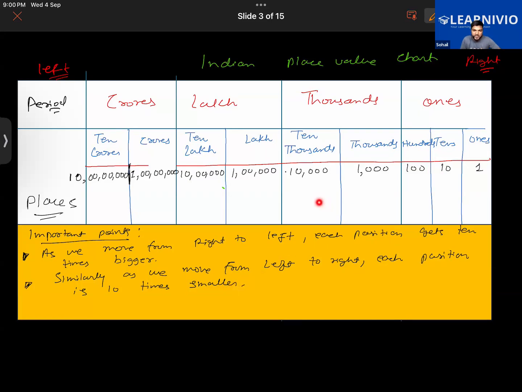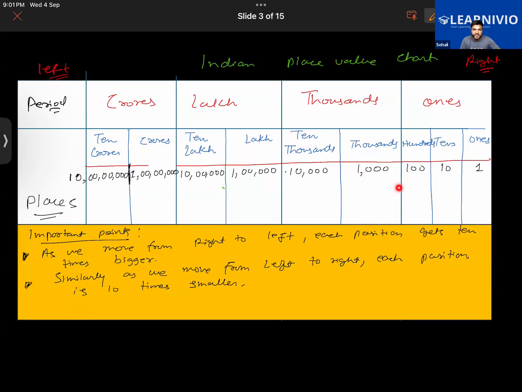Okay, can you tell me, Habib, this thing? 10,000 is how many times bigger than 100? 40. How can it be 4 times? If it were 4 times, then 4 times 100 is 400.